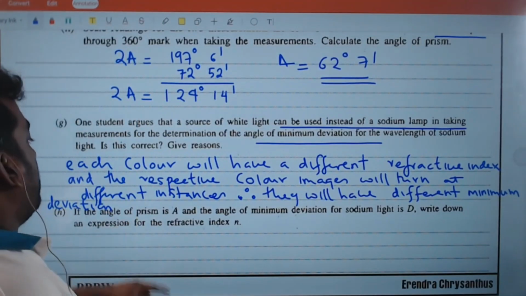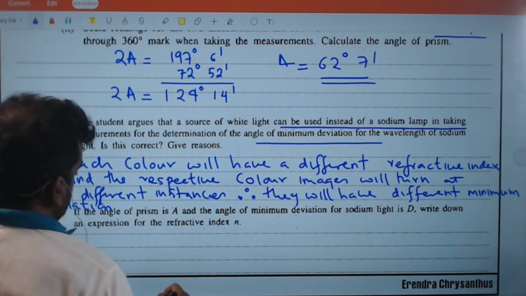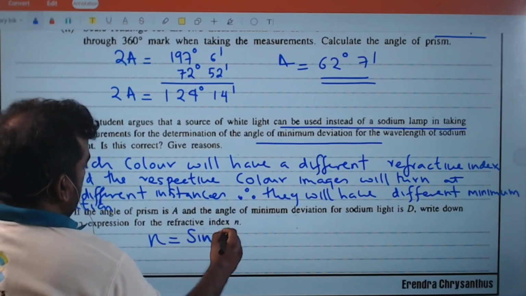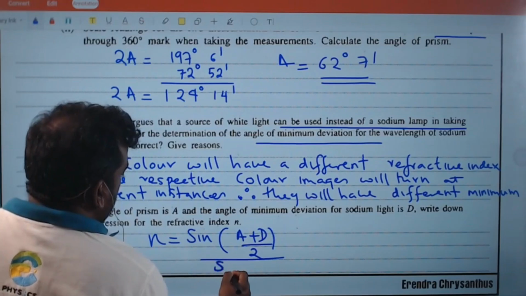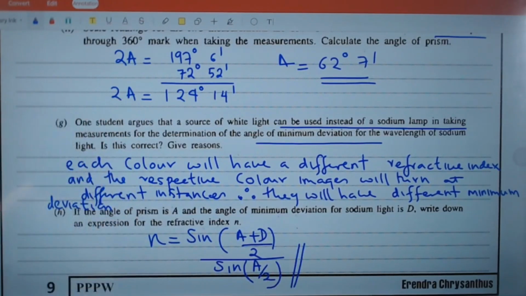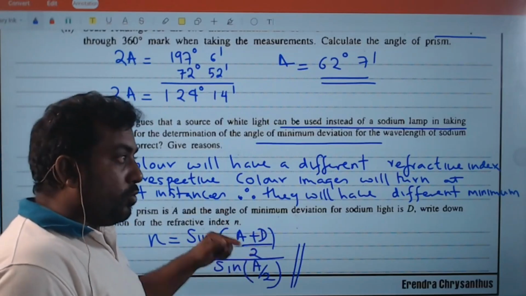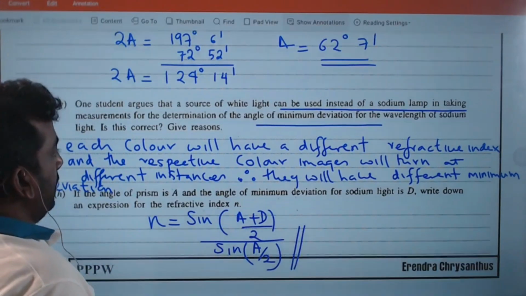If the angle of the prism is A and the minimum deviation is D, write the expression for the refractive index. So n is equal to sin of (A plus D) divided by 2, over sin of A divided by 2. So n is sin (A plus D)/2 over sin A/2. Right? Okay. Moving on.